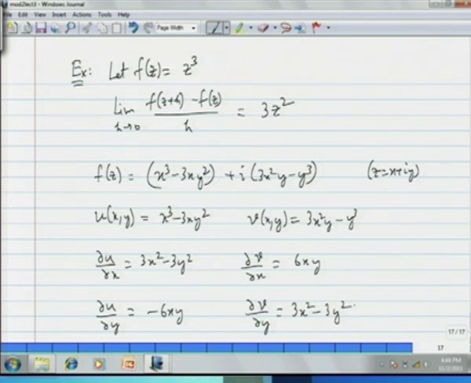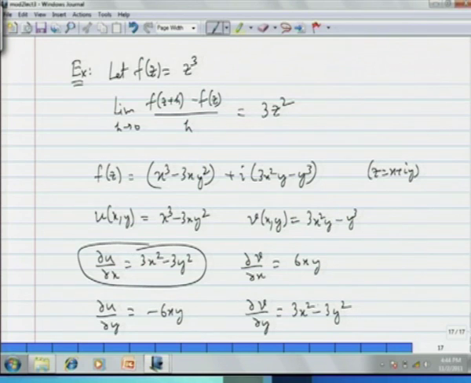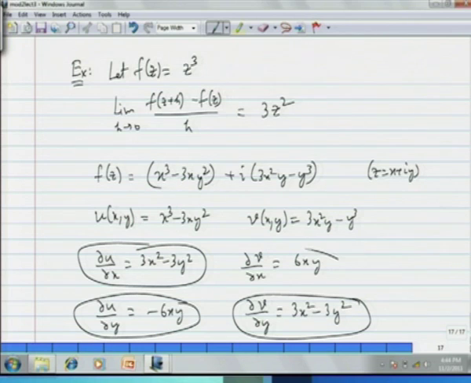So, f is a function which is differentiable at every point in its domain, and as you can see, dou u by dou x is equal to dou v by dou y, and dou u by dou y is minus of dou v by dou x. Okay. So, u and v satisfy the Cauchy-Riemann equations. Now, I will make some remarks about differentiability, complex differentiability.